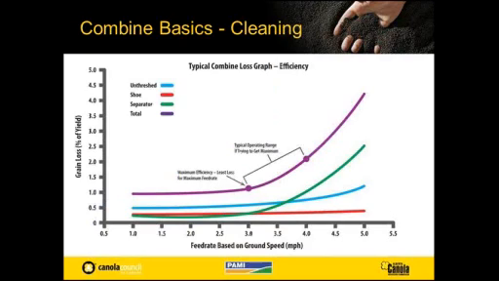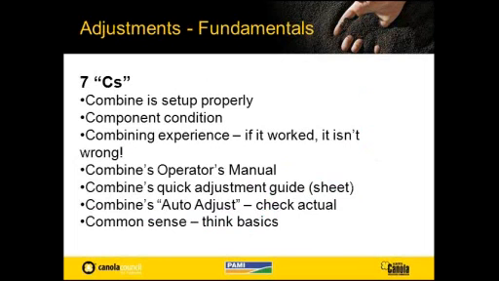So in cleaning, it doesn't really matter which line we pick, but typically somewhere in there you can see that feed rate is going to load it up, and it's not so much the grain feed rate, but again the chaff feed rate. And when it gets to a certain level, you can overpower whatever the cleaning system is capable of. Everything from here on is based upon the combine being set up properly, the components being in good condition, and you having reasonable experience with the machine, and whatever has worked for you in the past is not necessarily wrong.